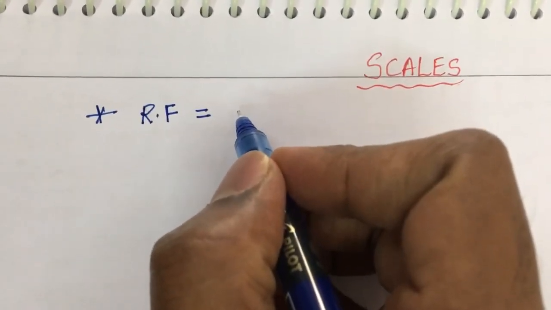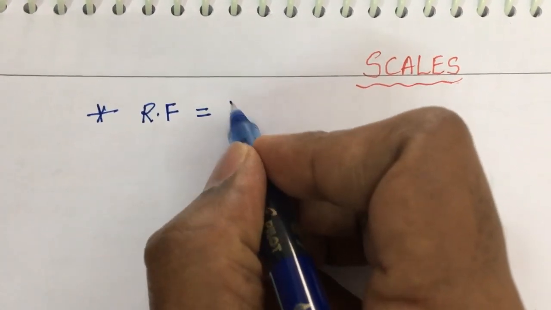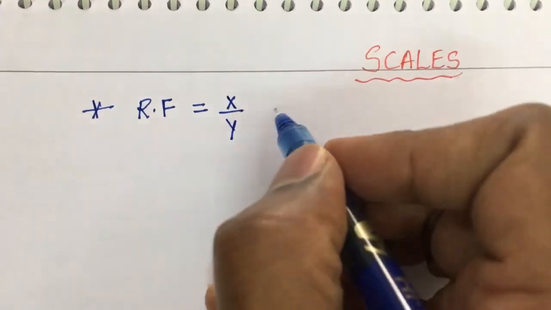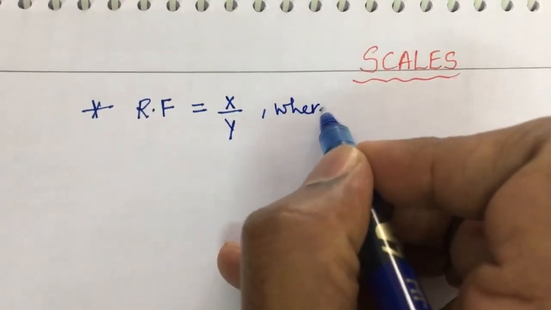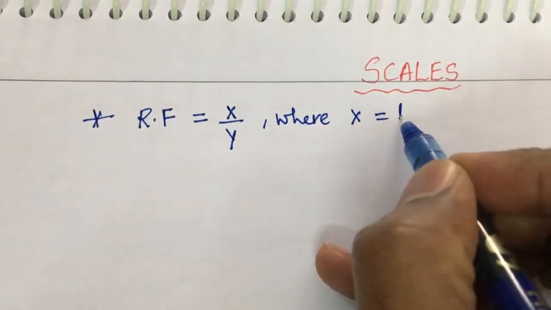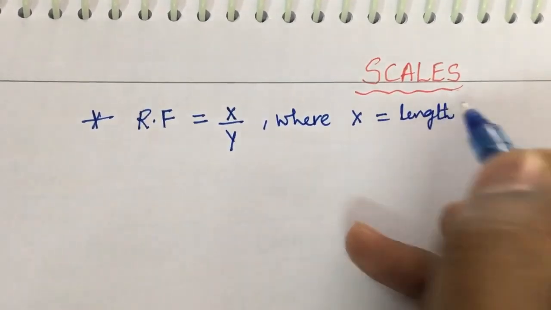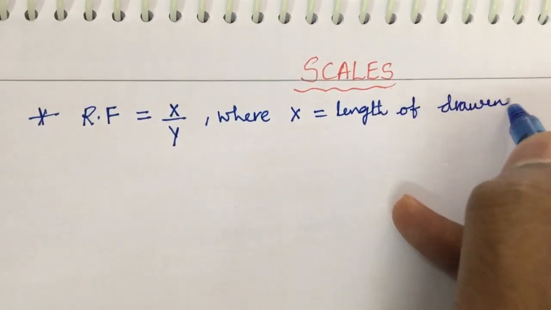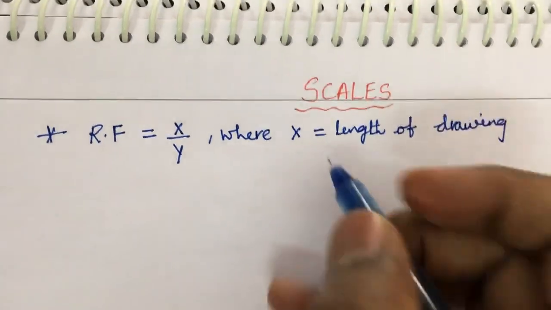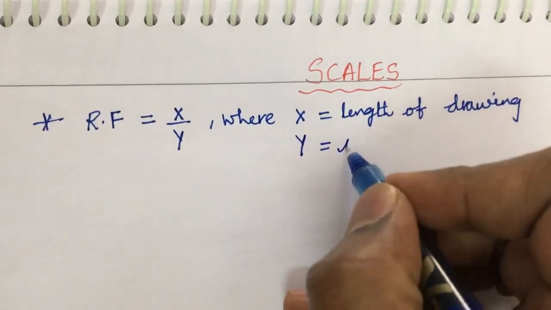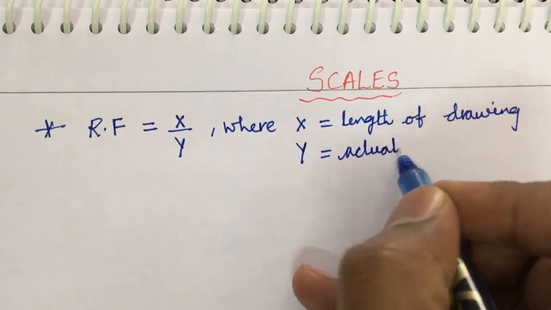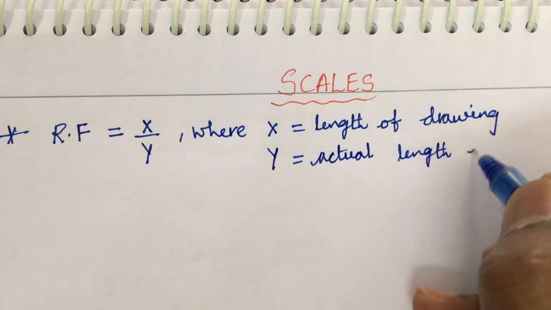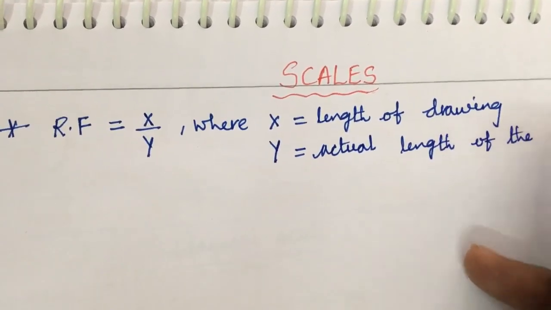Before that, I would like to let you all know that first you need to work out the representation factor, or, the synonym of this, the scaling factor. I am writing it in the form of a ratio, x upon y, where x is the length on the drawing. Whatever length we are going to plot on the drawing sheet is x, dear students, and y equals the actual length of the object.